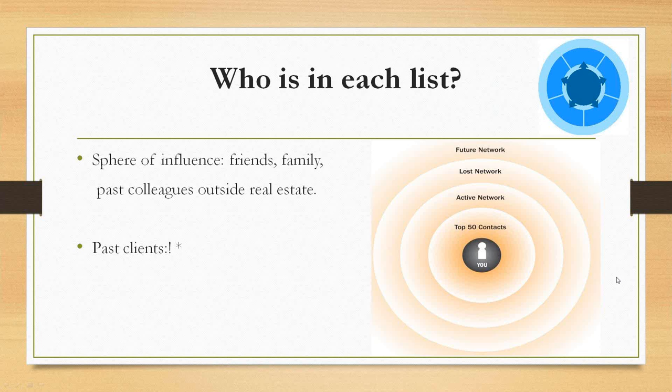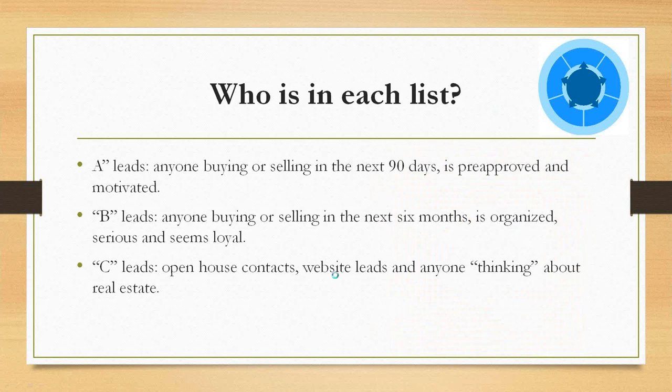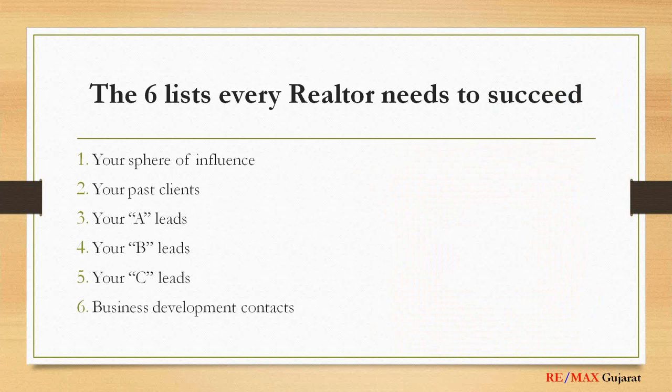For those who have just come, I'll just recap. Today we are discussing six lists every realtor needs to succeed. Those six lists were your sphere of influence, which we just discussed, your past clients, your A leads, B leads, C leads, and business development contacts. Then we discussed the sphere of influence.